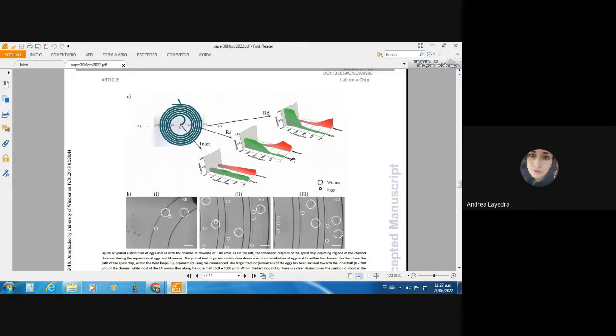Just before the outlet, two distinct peaks are observed, indicating the focused eggs and worms. These results imply that at least 3 loops are required to observe separation of the eggs and L4 worms.